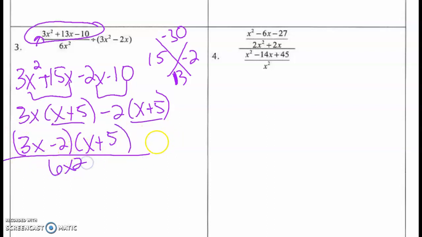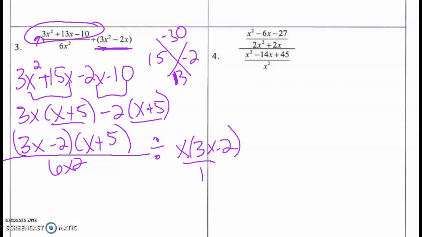So in the numerator, we now have 3x minus 2 times x plus 5, all divided by 6x squared. And then that whole thing is going to be divided by, you know what, we can take a common factor out of that too. So that's going to be x and then 3x minus 2. Ooh, this is good. Okay, and that's divided by 1.